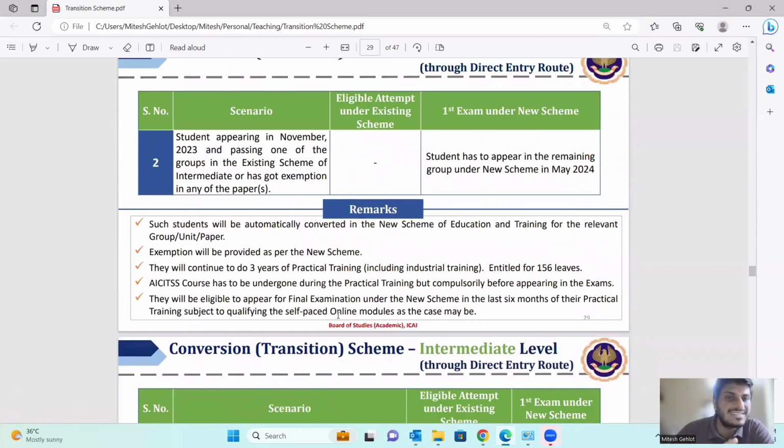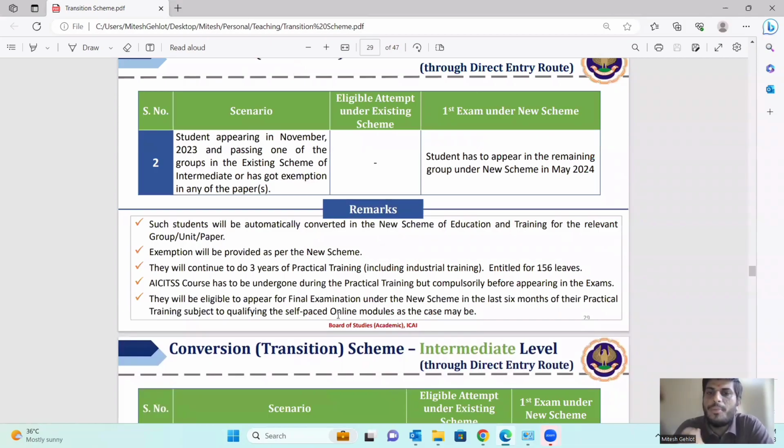Now, what is the second scenario? The second scenario is students who are appearing in November 23 and passing one of the groups in the existing scheme of intermediate, or have got exemption. So this is for the direct entry students who are appearing in November and are not able to clear both the groups, or are able to clear only one group, or are getting exemption. Again, November 23 is going to be the last attempt under the existing scheme.